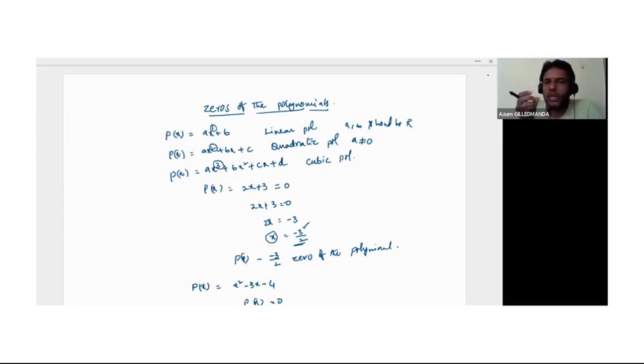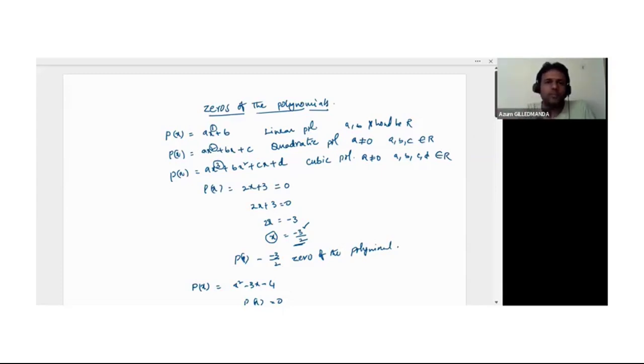So the coefficient of x square should not be 0, and the remaining values, I mean a, b, c, all the coefficients should be real numbers. And similarly for the cubic polynomial, a should not be 0. If a is 0, it becomes a quadratic polynomial because 0 into x cube becomes 0, right? So these coefficients a, b, c, and d should be real numbers, belonging to the real numbers. Okay, so that's one hint you need to remember.